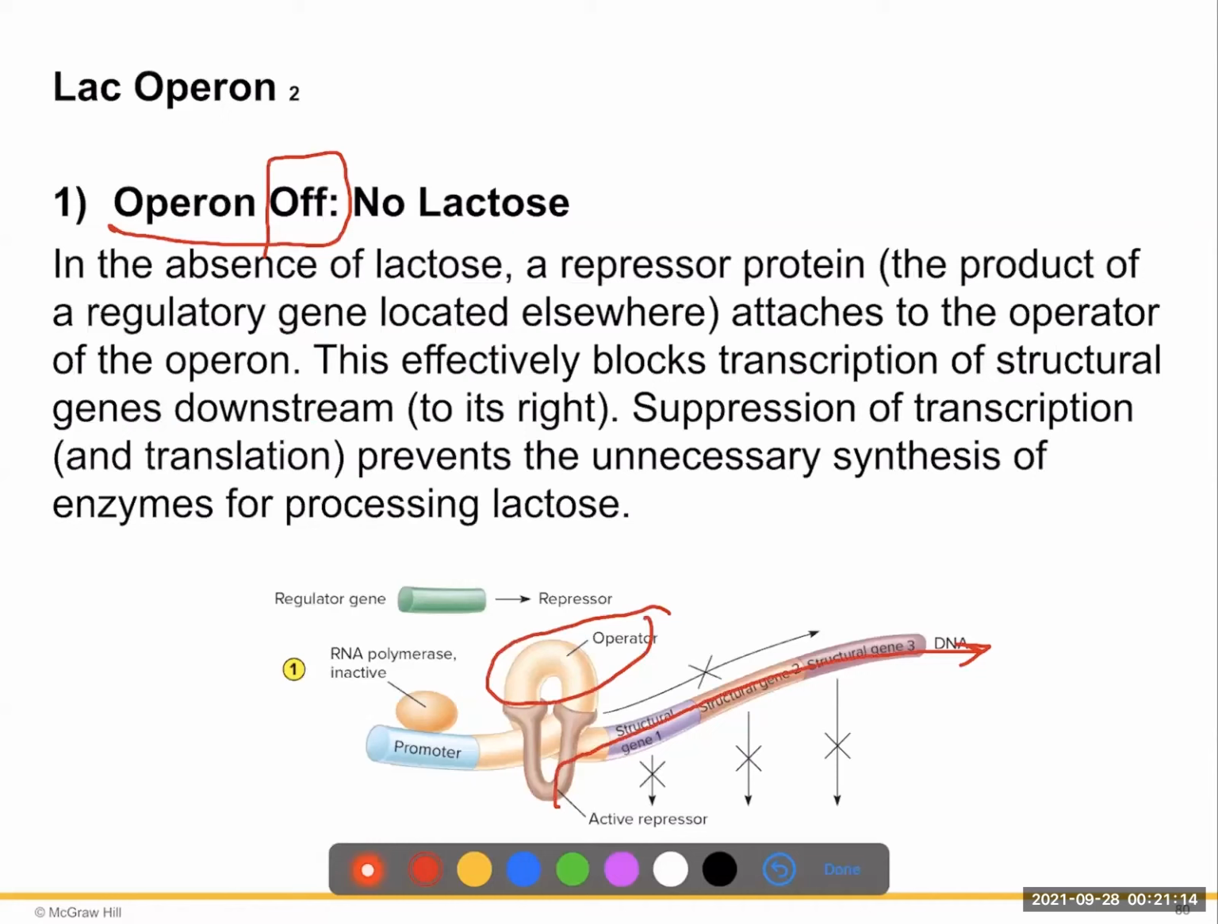So in the absence of lactose, a repressor protein attaches to the operator of the operon. You can see it attaching right here, and it stops this from occurring. This blocks the transcription of the structural genes going down from this point. It can't happen. It's sitting right in the way. So suppression of transcription, and therefore translation, prevents unnecessary synthesis of enzymes for processing lactose if lactose isn't present.